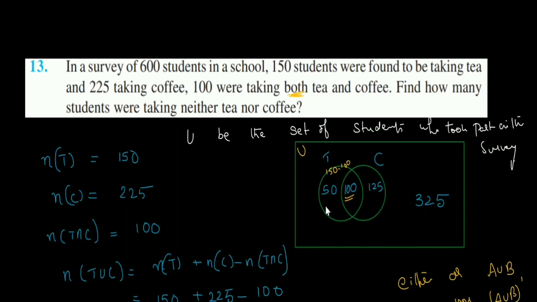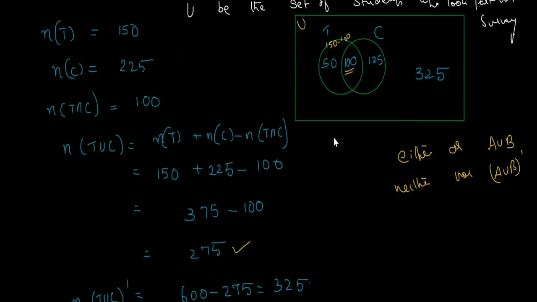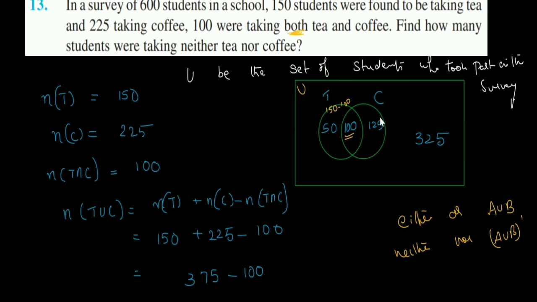So how many take only tea? 50. How many take only coffee? 125. How many take both? 100. How many take either or, either coffee or tea or both? You have to add, this is a union. 50 plus 100 plus 125, that is equal to 275. 100 plus 125, 225 plus 50, 275 take either tea or coffee.